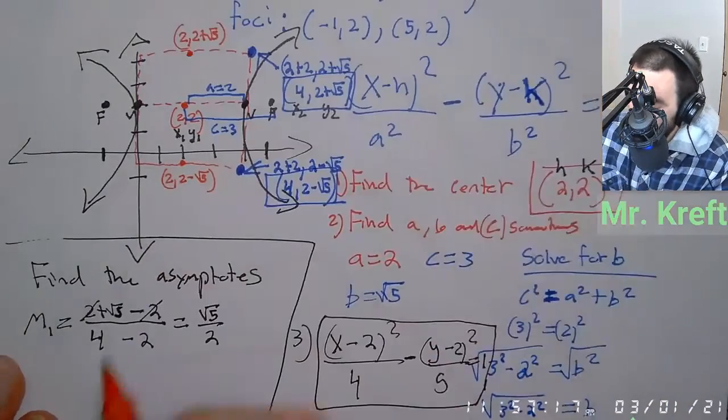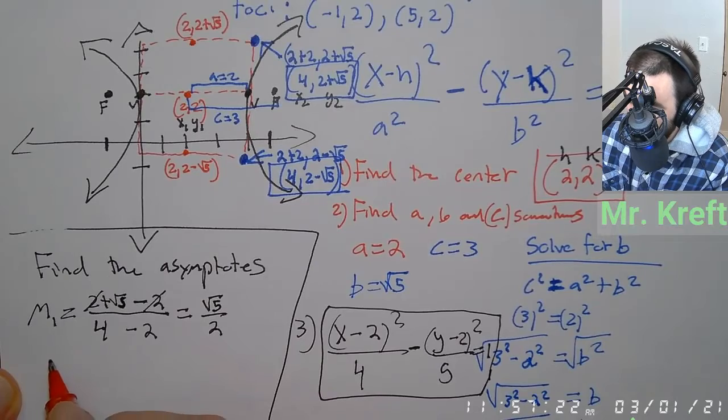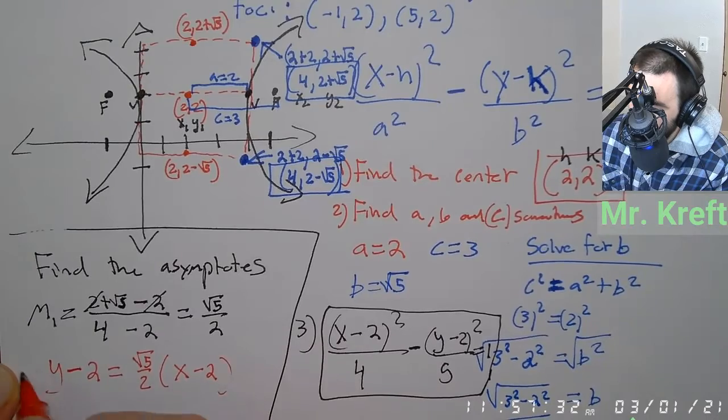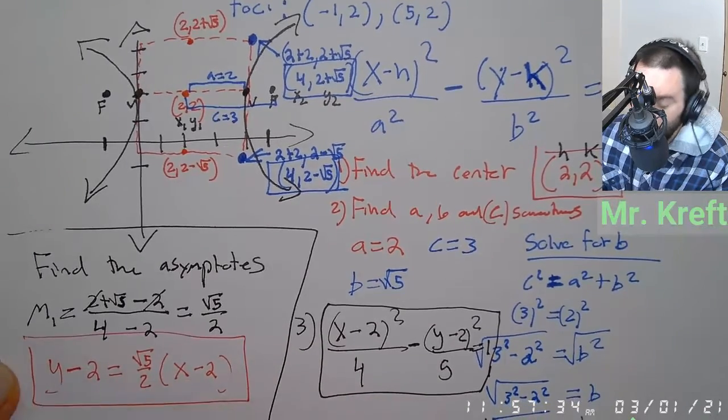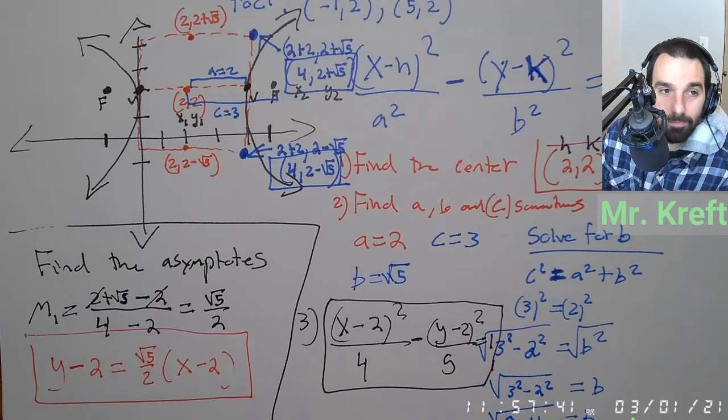Okay. So to write my equation, I'm going to have y minus y1, which is 2. My slope is root 5 over 2, and my x1 is 2. So bam, there's my equation for one of my asymptotes. It was literally that easy.